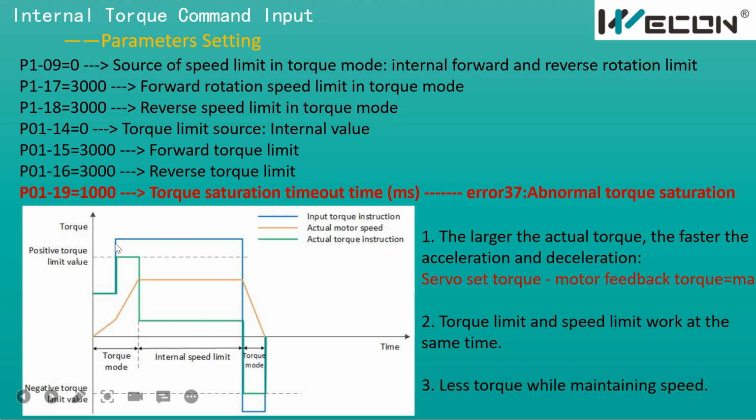The input torque instruction becomes a bigger value, but because of our positive torque limit, our actual torque can only reach this line. So it means our torque limit is working.